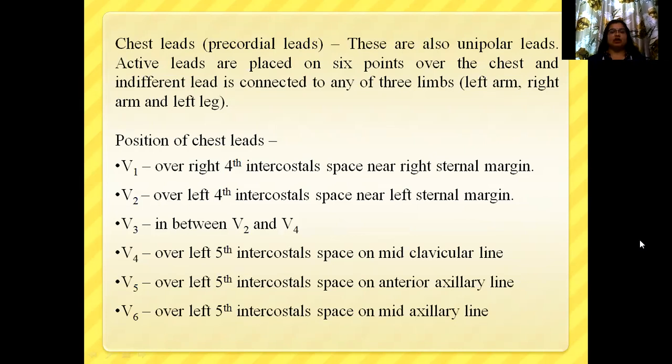Chest leads or precordial leads. These are also unipolar leads. Active leads are placed on 6 points over the chest and the indifferent lead is connected to any of 3 limbs, like left arm, right arm or left leg. Position of chest leads V1, V2, V3, V4, V5 and V6. V1 over right fourth intercostal space near right sternal margin. V2 over left fourth intercostal space near left sternal margin.